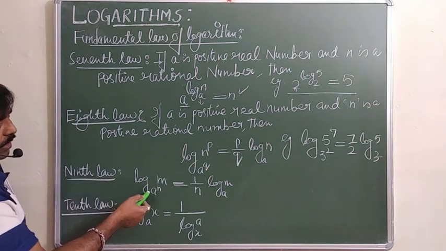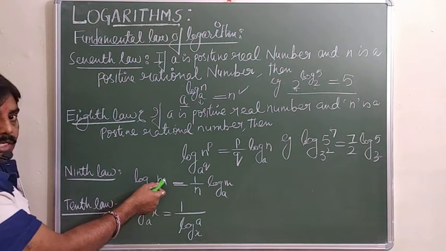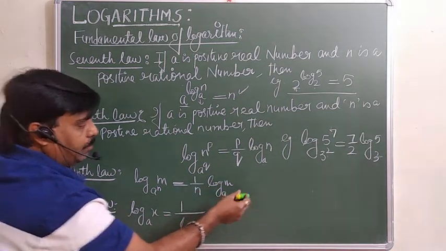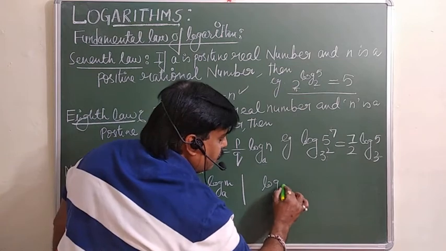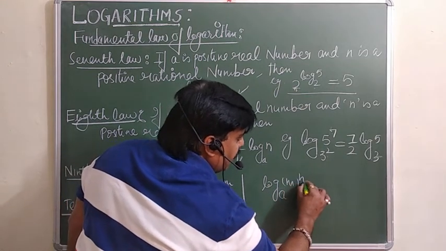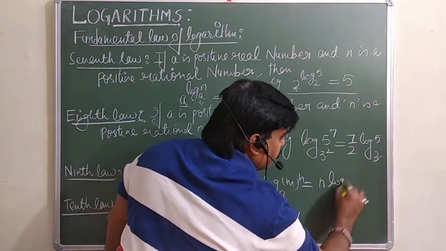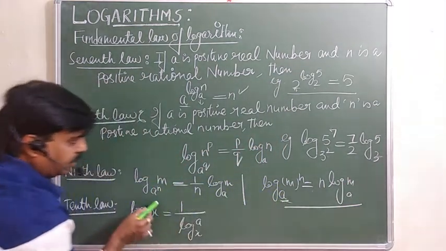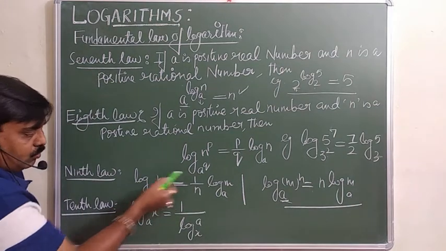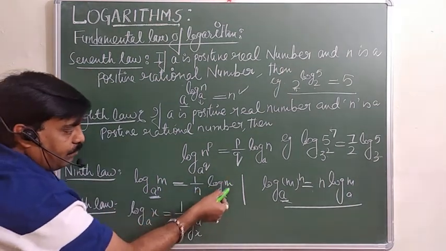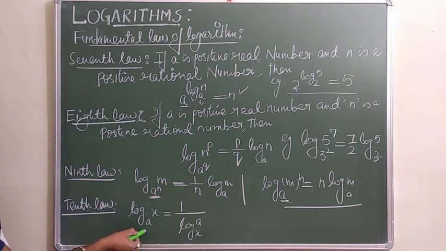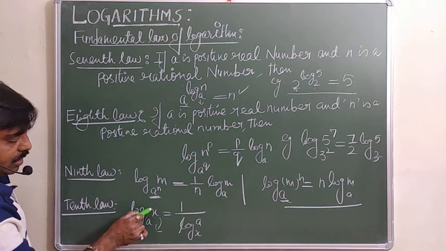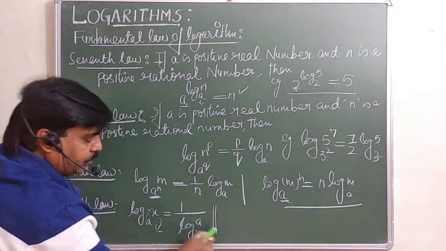And the ninth law is, if log a raised to power n into m, that can be written as 1 over n log m base a, because we already discussed that in the case of log base a m raised to power n, that was equal to n log m at the base a. But now this base is given in the exponential form, so this is equal to 1 over n log m base a. Similarly, log x at base a can be written as 1 over, you can change this x, the base. Have a look.